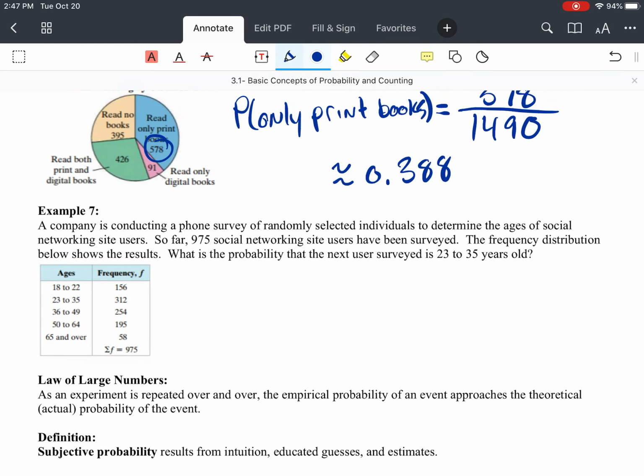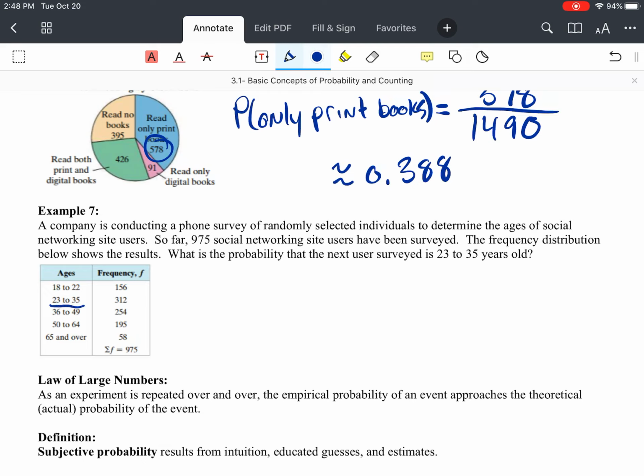All right. Next, let's go ahead and take a look at this next one. So it says a company is conducting a phone survey of randomly selected individuals to determine the age of social network site users. So far, 975 social network site users have been surveyed. The frequency distribution below shows the results. What is the probability that the next user surveyed will be between 23 and 35 years old?